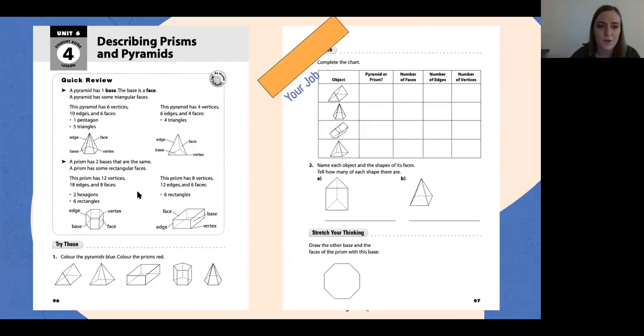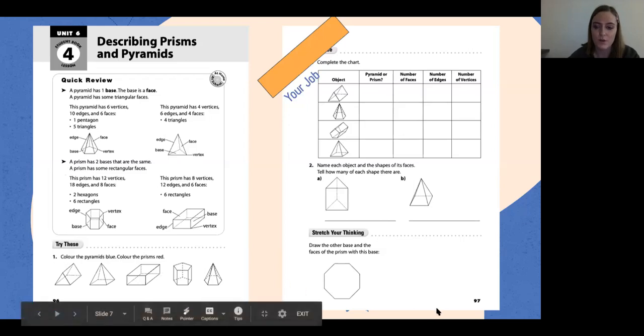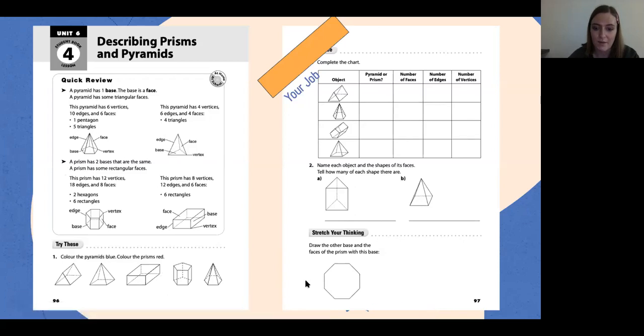So this just tells you again that a prism and a pyramid are different. So a pyramid has one base, a prism has two bases and some rectangular faces. One thing that I didn't mention is that pyramids almost always have triangular faces in them. They have some triangles, okay? So down here, what it wants me to do, which we'll do together, is it wants me to color the pyramids blue. So I have my blue ready.